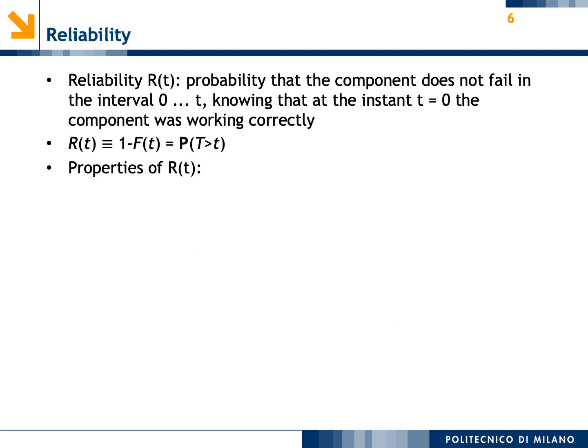From the unreliability function, we can derive the reliability function, that is the probability that the component does not fail in an interval 0 to t, given that the component was working at t equal to 0. The reliability, capital R, is equal to 1 minus the unreliability, and represents, of course, the probability that the random variable capital T has a value that is larger than t.